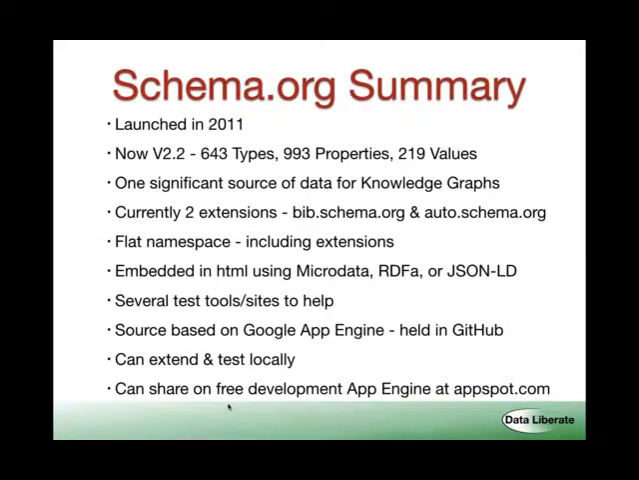There are several test tools and sites to help, with links that I gave you earlier on. The source runs on the Google App Engine and it's held openly within GitHub, and both the source and the vocabulary are open source. So if you wanted to make your own external version of schema.org to put your own particular extension vocabulary in, for instance, you can take the source code and fork it for your own environment, which is in fact what I did when I set up the bibliograph.net site. You can extend and test locally, and you can share on a free development app engine at appspot.com, so you can share with your friends or use it as something to point at when you're having a discussion.